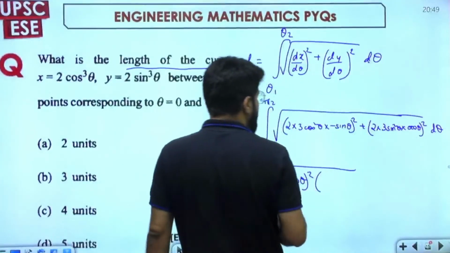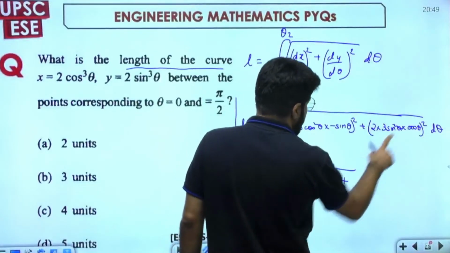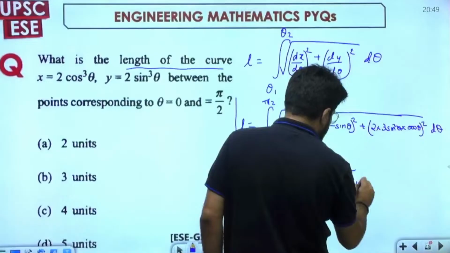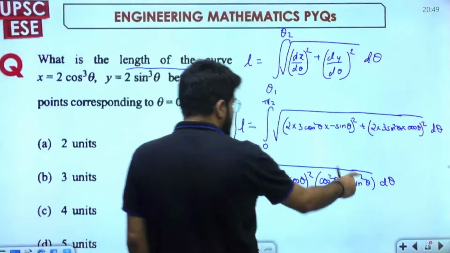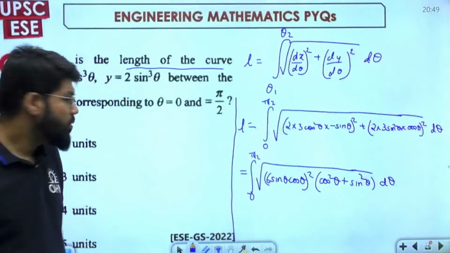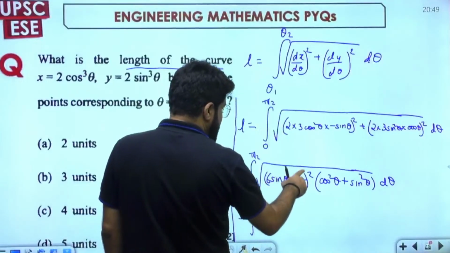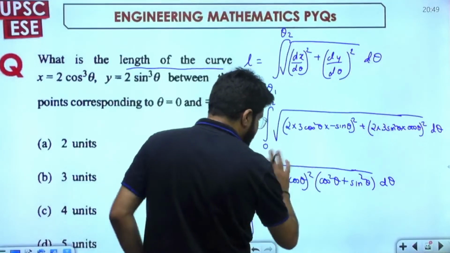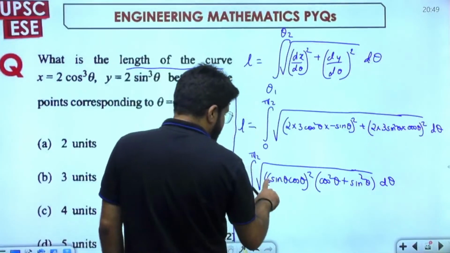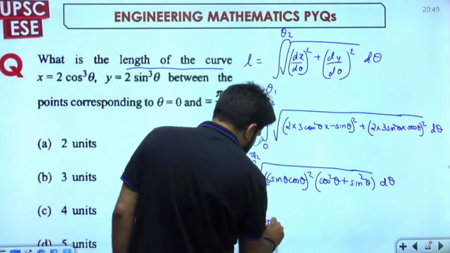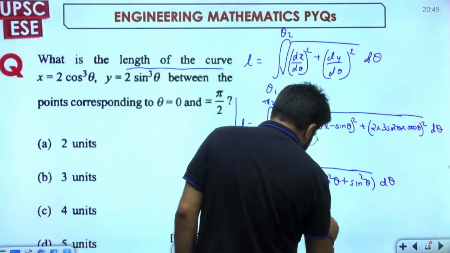Then what is left? Cos theta whole square, that is cos square theta. Then what is left here is sin theta, so whole square means sin square theta. Now the problem is solved. See how it is. Sin square theta plus cos square theta is 1. Then this is equal to the integral of the square root of 6 sin theta cos theta whole square times 1. The square and under root cancelled. You have only 6 sin theta cos theta, which can be written as 3 into 2 sin theta cos theta, which is sin 2 theta. So 3 sin 2 theta d theta integral.